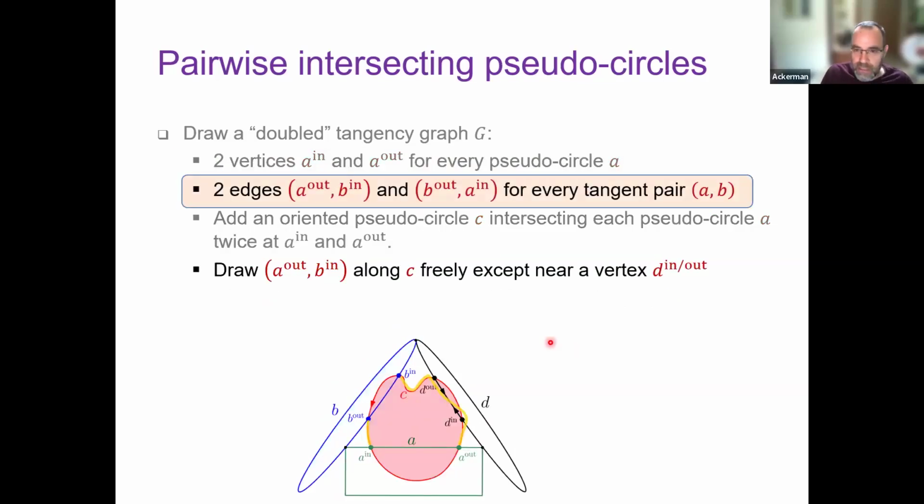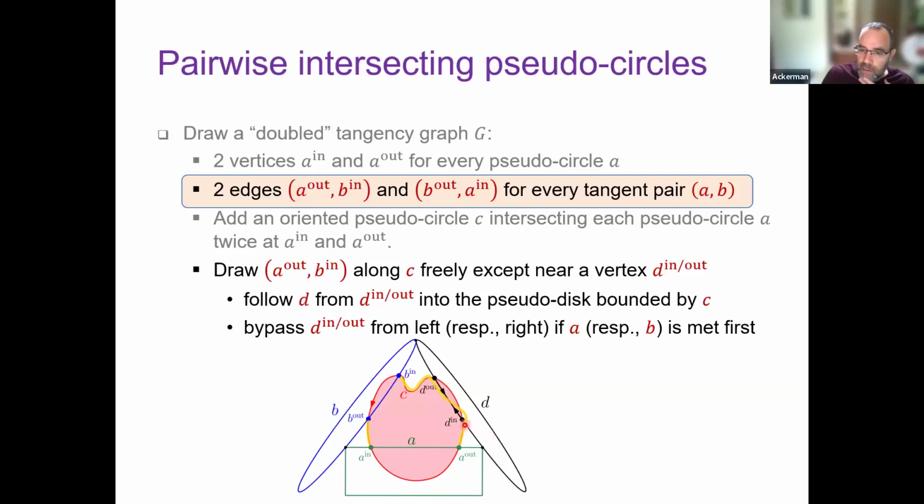And for the edges, there should be an edge if A and B are tangent: an edge between A out and B in, and also between B out and A in. We draw them following more or less this new pseudo-circle C. But we need to make a decision at every vertex whether we bypass it from the right, like here, or to the left. And so we have a rule for that.